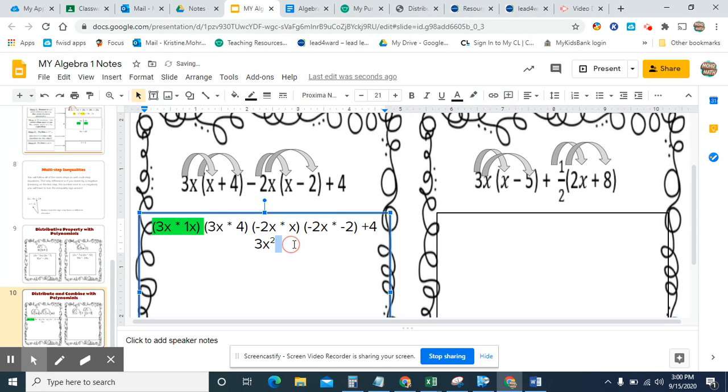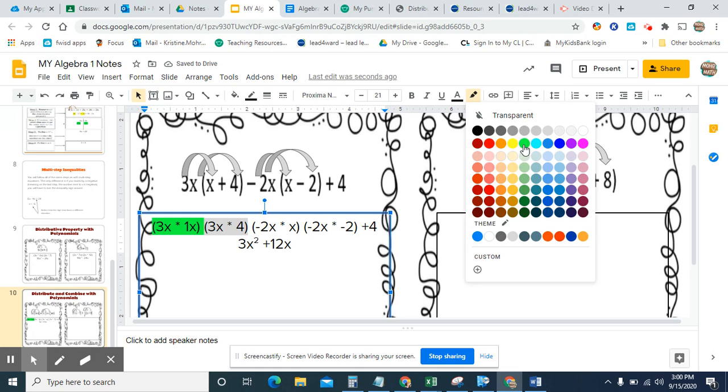Green means good. Okay. Next we have a 3x times 4. So we do the whole number. 3 times 4 is 12, and it's positive. So we say plus 12. And then x, and there's nothing else, no x included, so just one x there. So this one, I'm going to highlight green. It is good. We've done it.